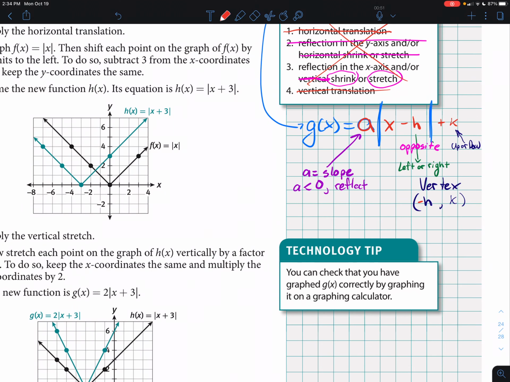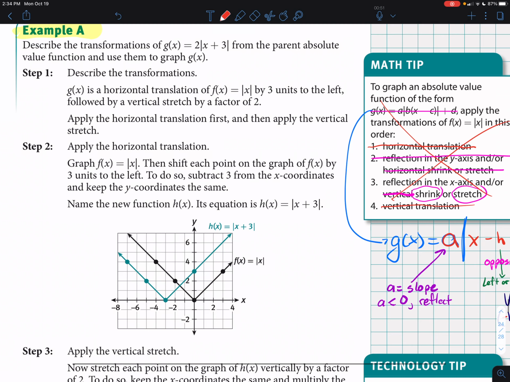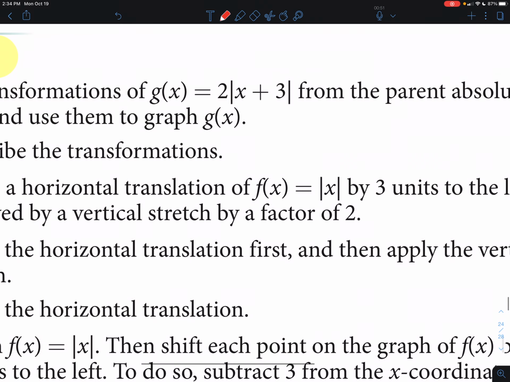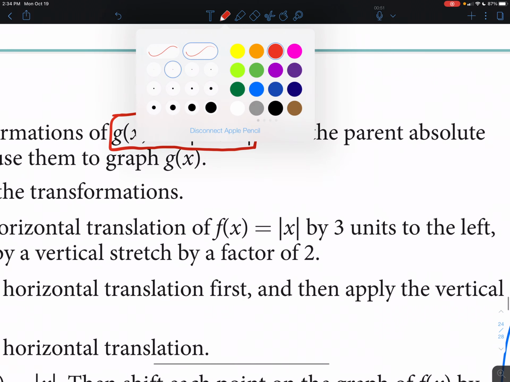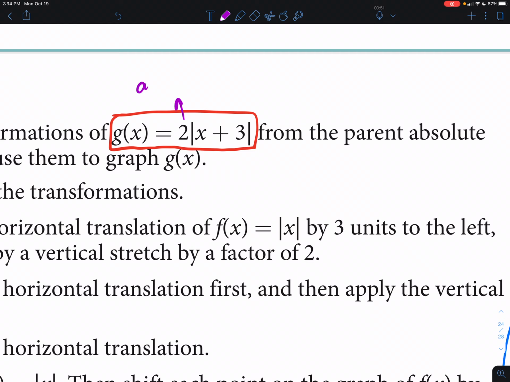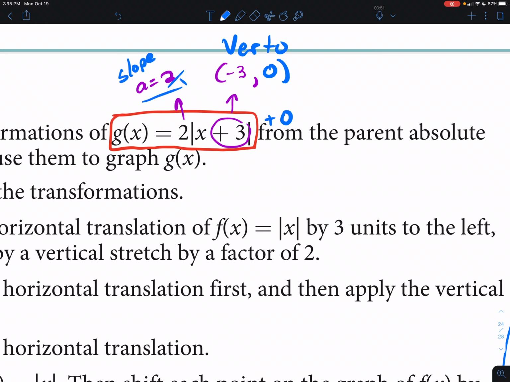So here's an example. The book starts us right here with g of x equals 2 times the absolute value of x plus 3. And if you notice, the 2 is in the slope spot. And then the plus 3, we're going to use the opposite of it to give us our x for the vertex. And there is no number out here, that's a plus 0. So then our vertex is going to be negative 3, 0, with a slope of 2, 2 over 1, if you want to do it that way.